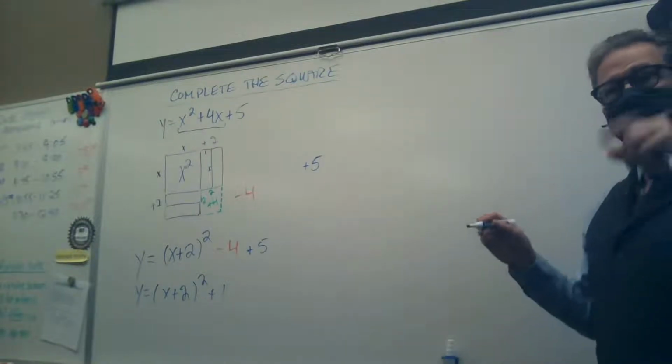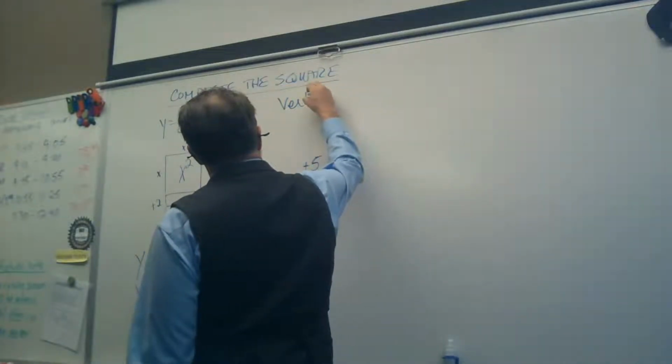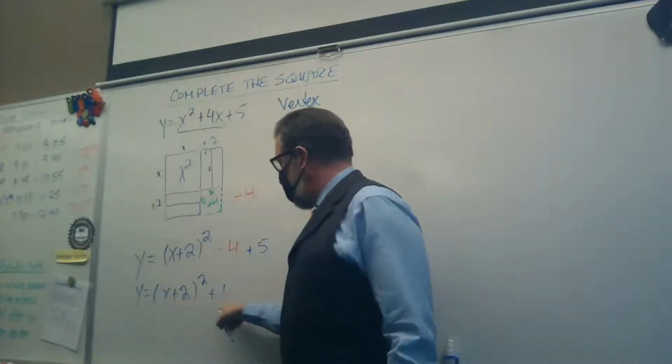So now, what do I need to do? Last steps. I can now say that the vertex of this quadratic is at (-2, 1).